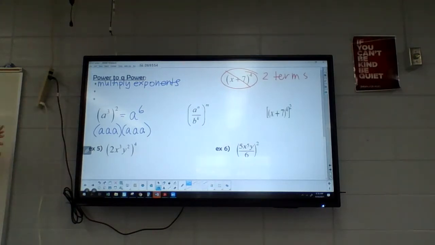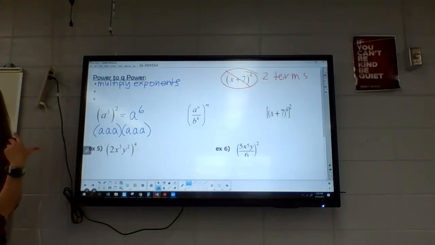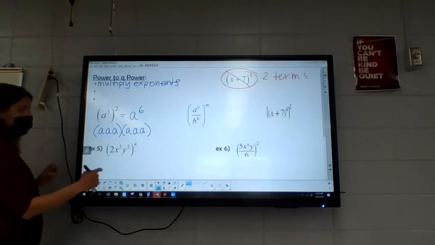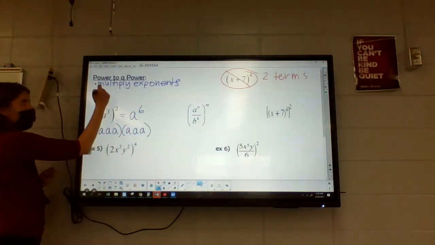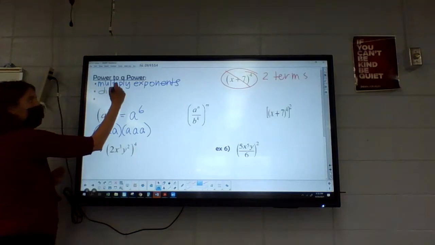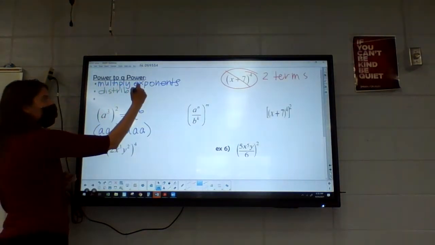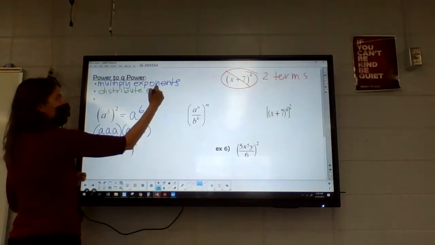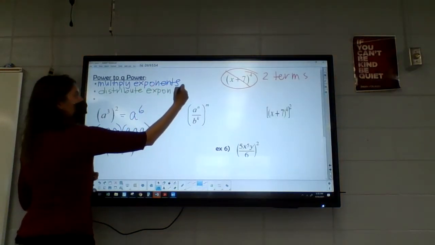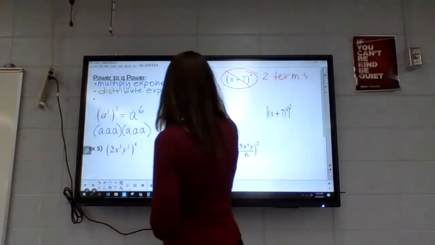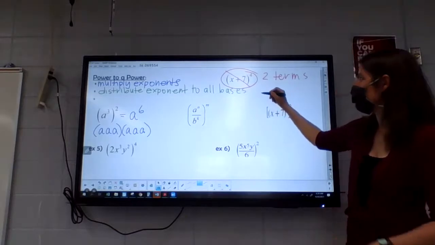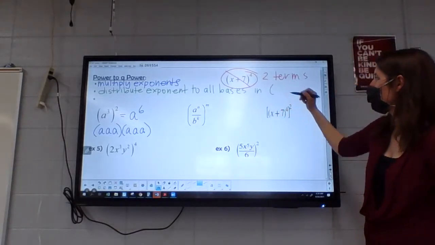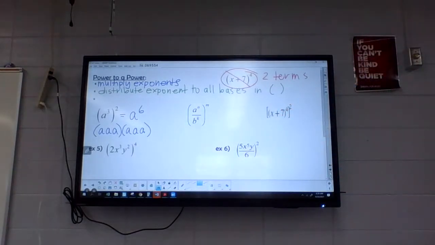Now what we're going to do is we're going to have to distribute that exponent to all the bases in the parentheses. So I'm going to write that here because I'll show you guys that in a case like this where it's like a fraction. We're going to distribute the exponent. So I said distribute exponent to all bases in the parentheses.